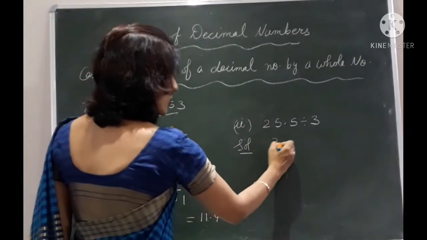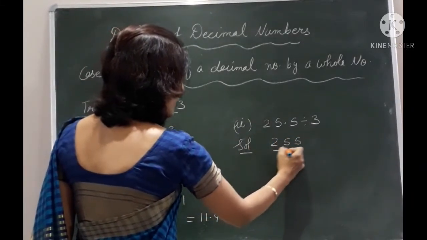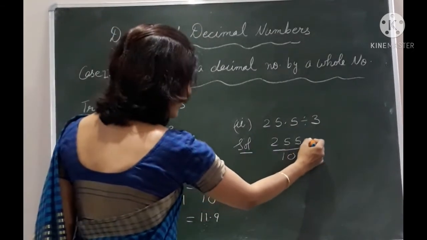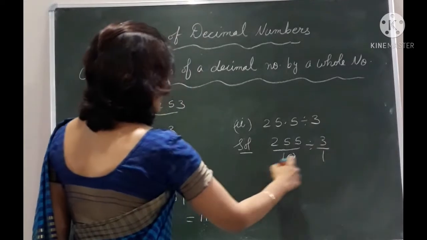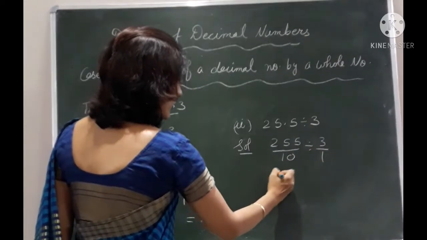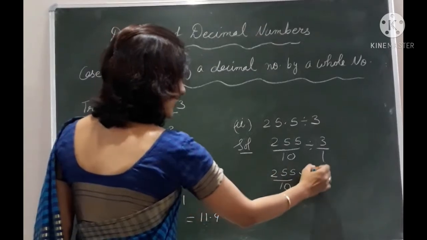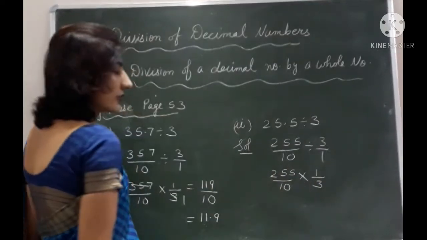Second part is 25.5 divided by 3. So this 25.5 I will write as 255 upon 10. If I remove the decimal, 10 will come in the denominator. Divided by 3 by 1, a fraction divided by another fraction. So 255 by 10, division sign changes to multiplication, and the reciprocal of the second fraction.